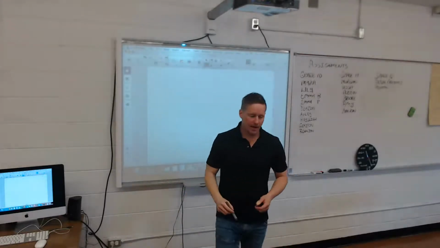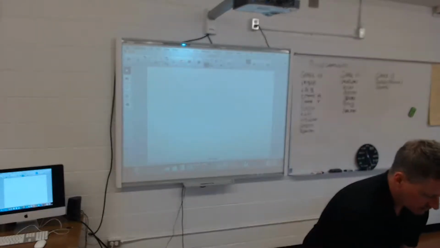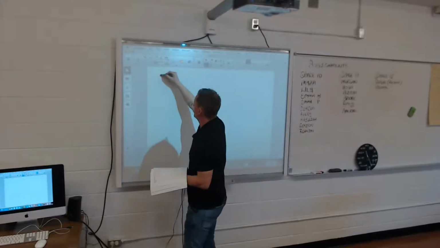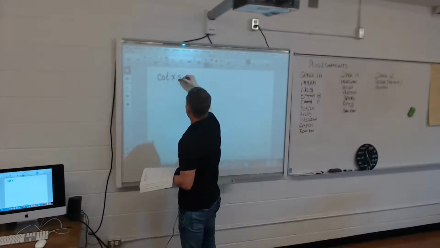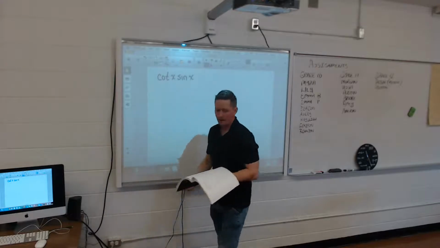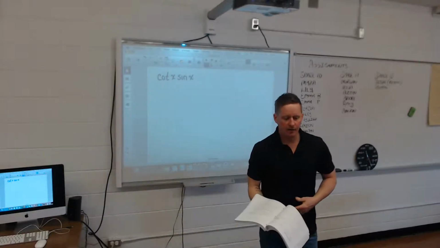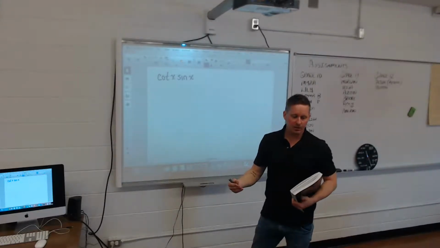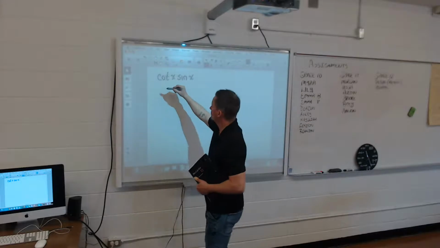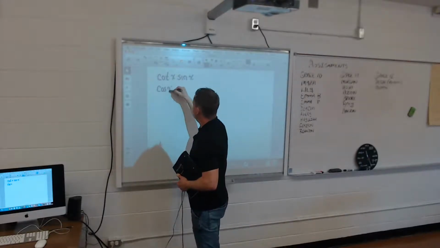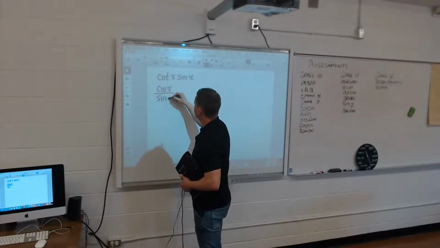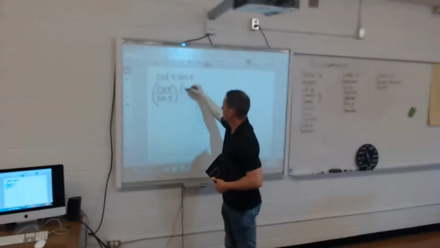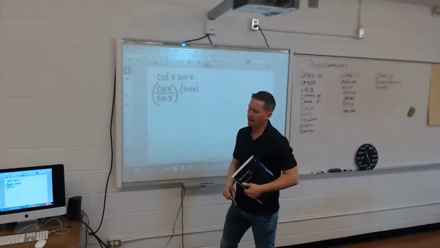Today, I'm now giving you sinusoidal expressions such as this. And I'm saying, okay, I want to reduce cotan x sine x, writing it in its smallest terms in terms of sine and cos. So cotan x is cos x over sine x, times sine x. Just like that.